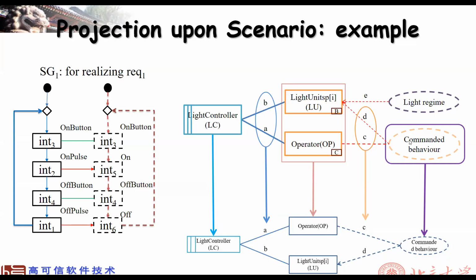So from a big problem, we get a sub problem. This is according to scenario 1. And according to scenario 2, we can also get another sub problem. This is how our projection works. And according to this, this process can be automated.